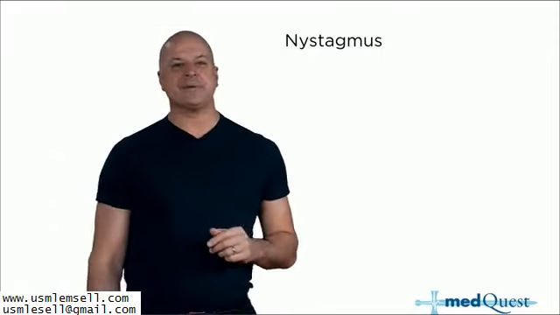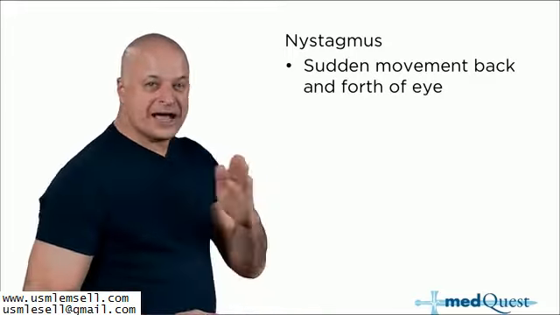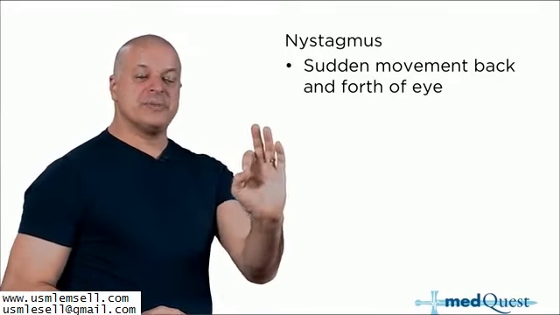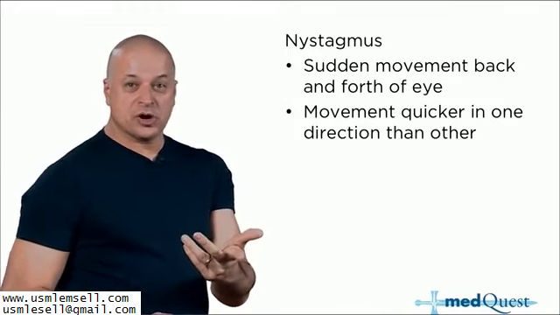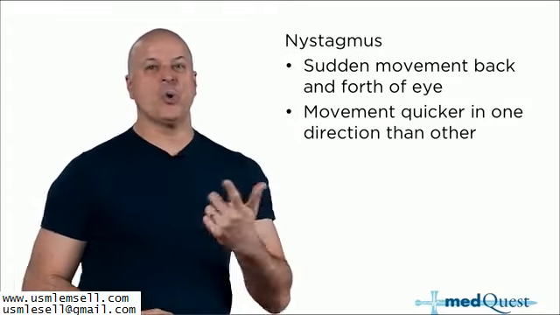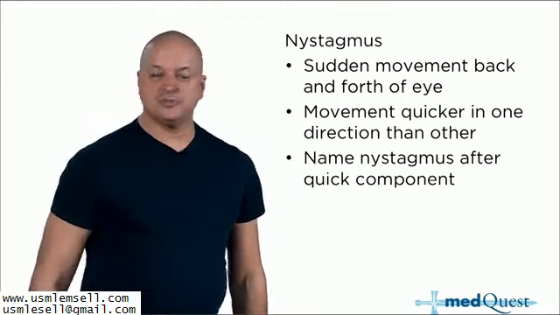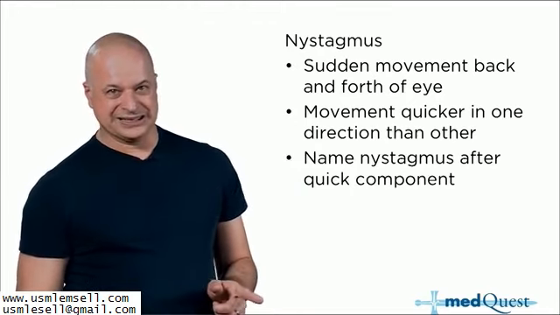And remember, nystagmus has a fast component and a slow component, and nystagmus is always named for its fast component. It's a sudden movement back and forth of the eye. A little bit of nystagmus, 2 or 3 beats, is normal. One movement in one direction is quicker than the other, so you name the nystagmus for its fast component.